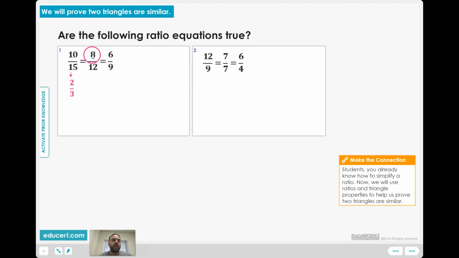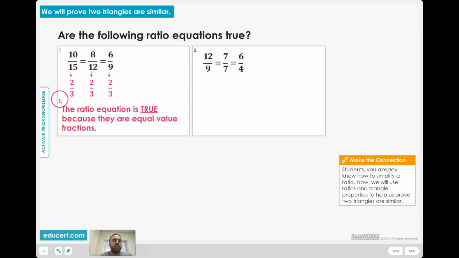Let's take a look at the ratio 8 to 12. We can divide top and bottom by 4. 8 divided by 4 is 2. 12 divided by 4 is 3. So far we have equal ratios. Let's check the last one to make sure that we have a complete true equation. We can divide 6 by 3 and 9 by 3. 6 divided by 3 is 2. 9 divided by 3 is 3. And our third fraction also reduces down to 2/3. Let's read the final statement for problem number 1. Ready, read. The ratio equation is true because they are equal value fractions.